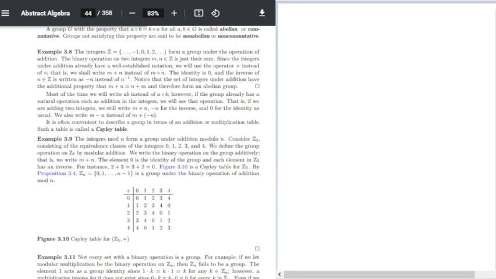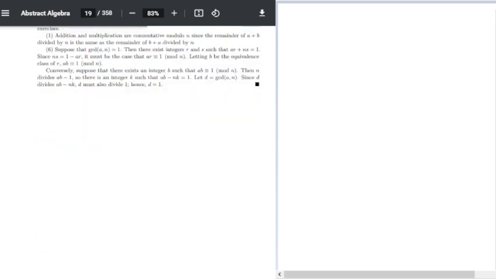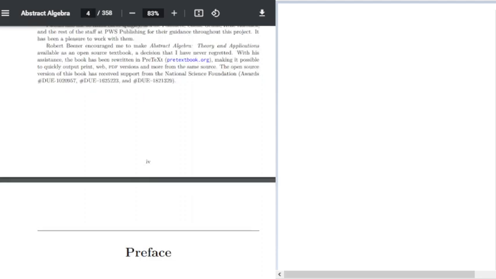So let me go back to the table of contents. Oh gosh, this is laggy. Oh no. Oh no, okay, well, this thing is having a moment.